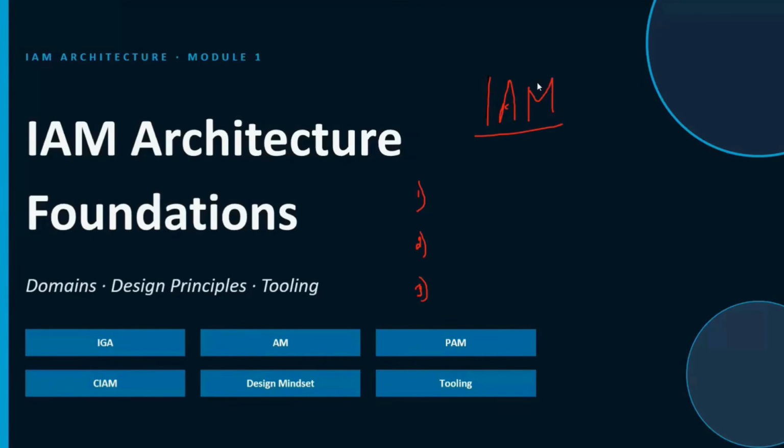Yes, you can refer to the chat as well. As per your experience, what are the three main different domains of IAM? Subdomains of IAM. IAM, IGA, PAM. Okay. What is the difference between IAM and IGA, Naresh?